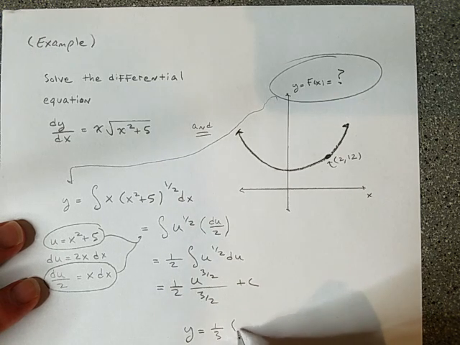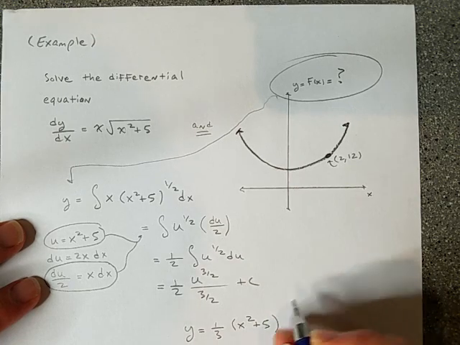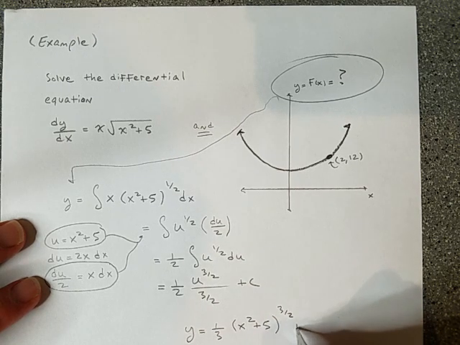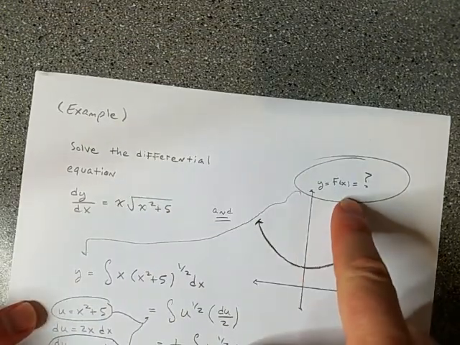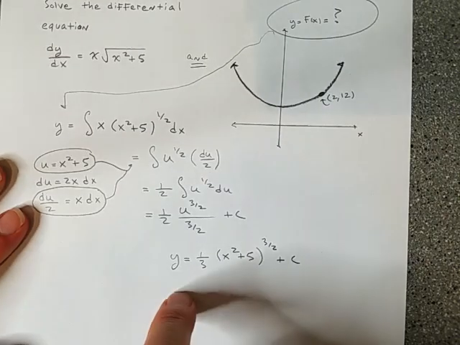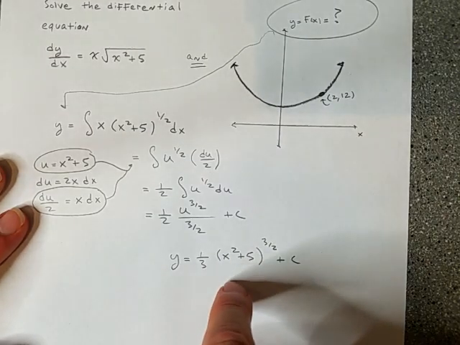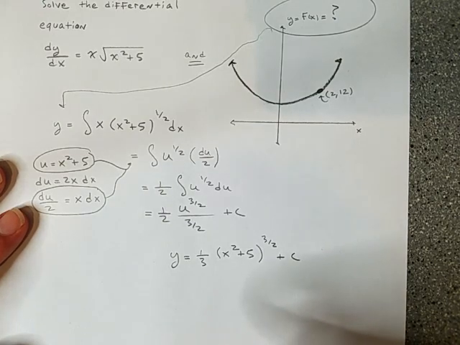So it looks like my answer is that y is equal to 1/3 (x squared plus 5) to the 3 over 2 power plus c. So what was that function whose derivative is this? Here it is: 1/3 (x squared plus 5) to the 3 over 2 power plus c. That's the function.